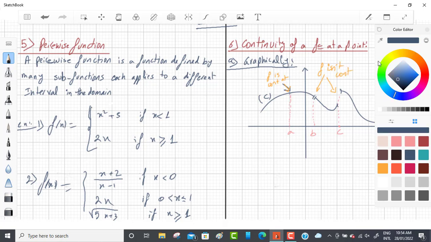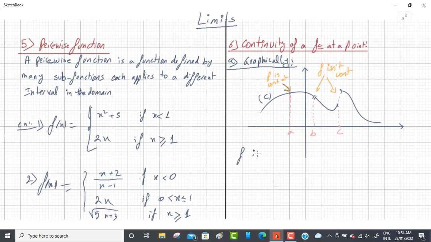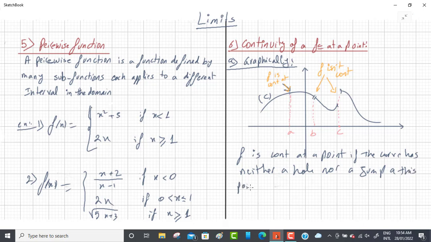So graphically, a function f is continuous at a point if the curve does not cut at this point, if the curve has neither a hole nor a jump at this point. It's continuous at A because the curve does not cut at A. It's not continuous at B. It's not continuous at C. This is graphically.